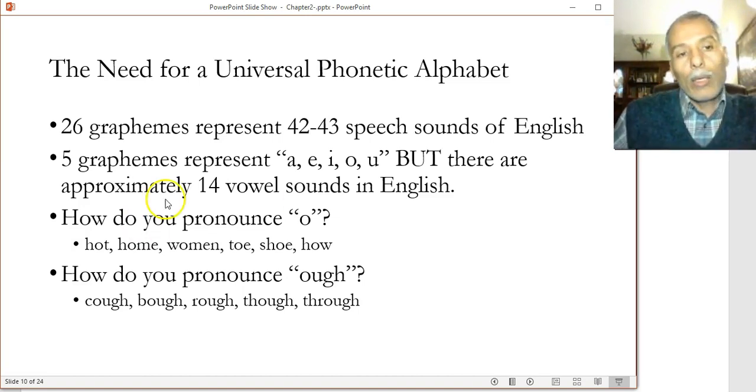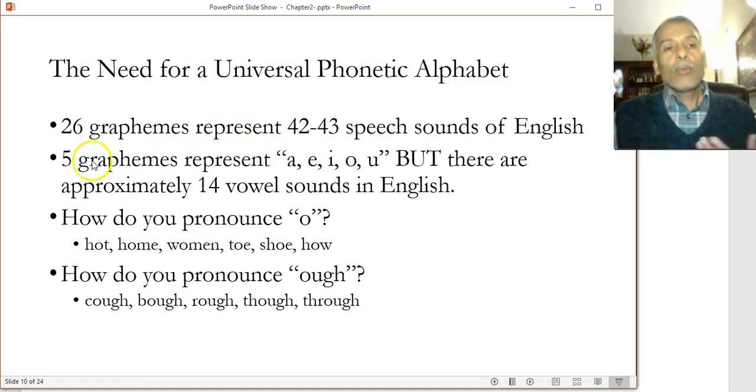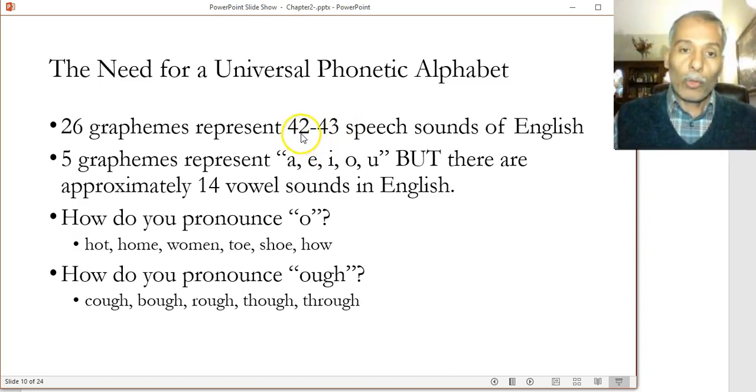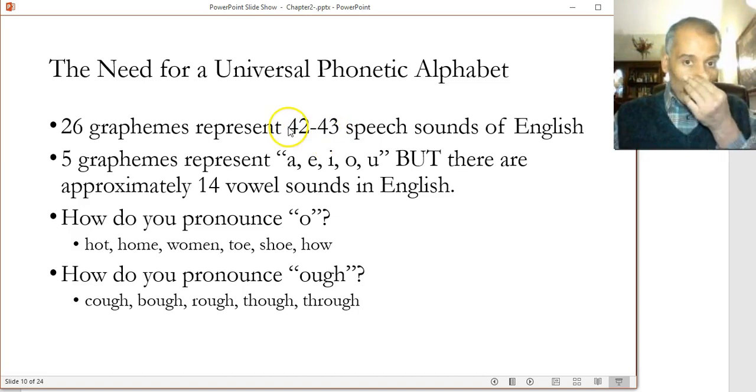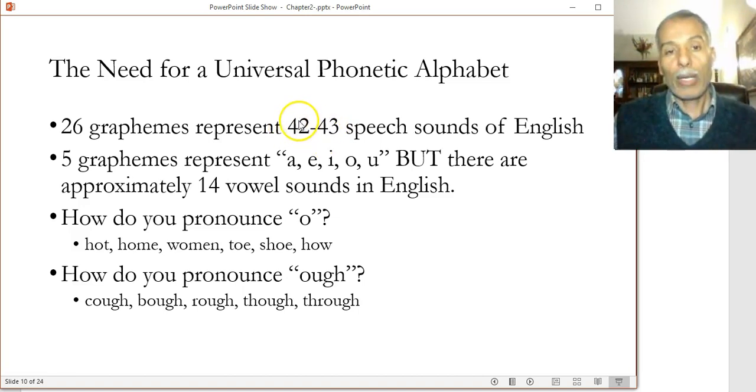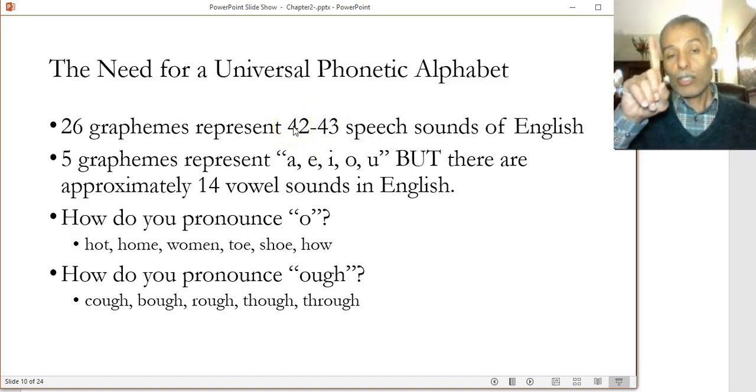So again, if you look at letters, we have 26 letters and we have 43 speech sounds. When we say 42 or 43, there's one single sound that is more present in the British language, and it is not present in the American language much in isolation.